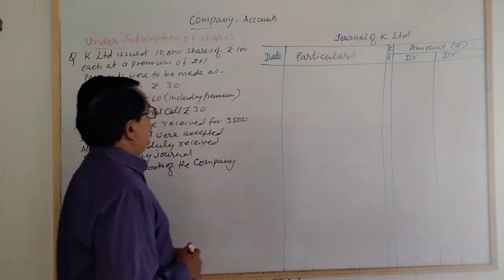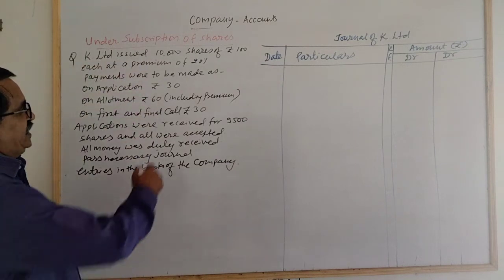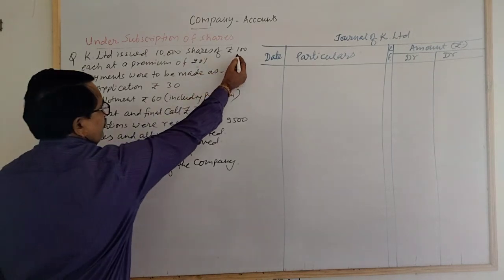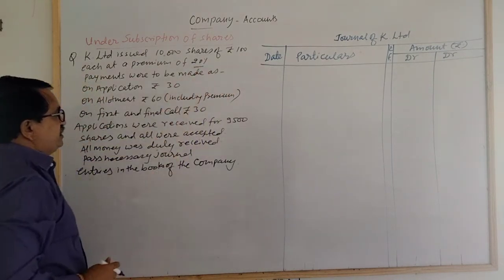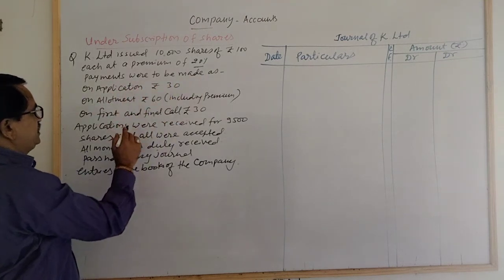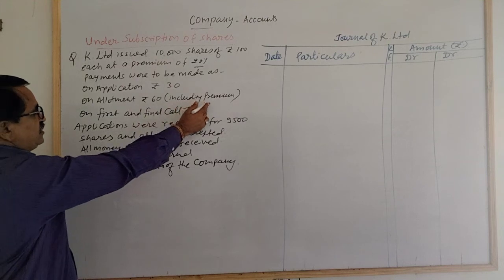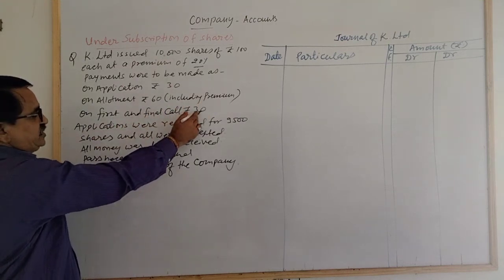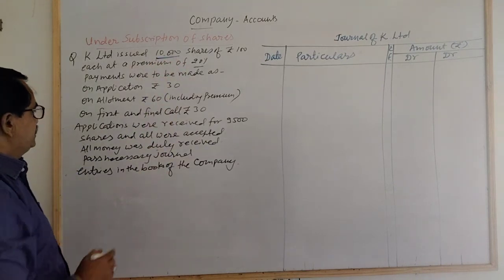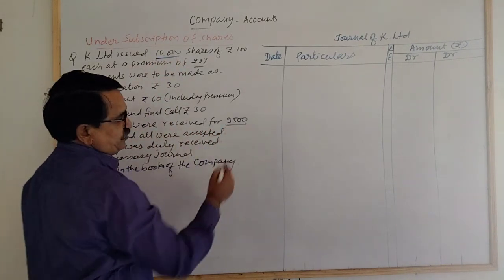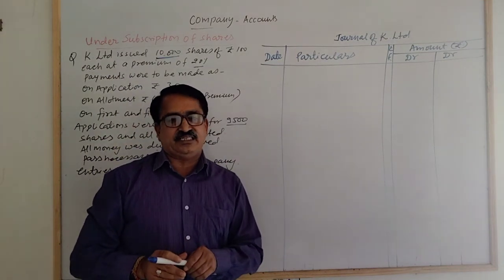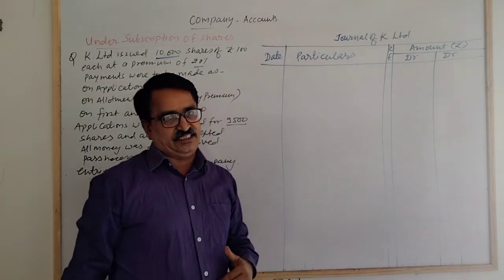Let me take one example. K Limited issued 10,000 shares of ₹100 each at a premium of 20%. So the face value of a share is 100 and the premium is 20%. Payment was to be made as follows: on application ₹30, on allotment ₹60 including premium, and on first and final call ₹30. So how many shares did we offer to the public? 10,000 shares. But the applications we are receiving are 9,500. It means we are receiving a smaller number of applications.